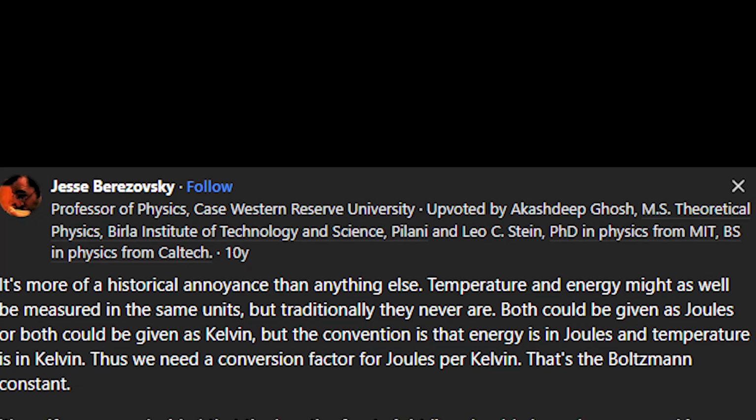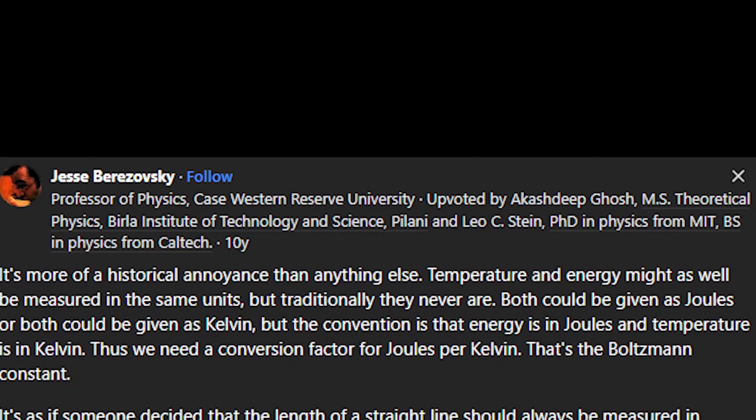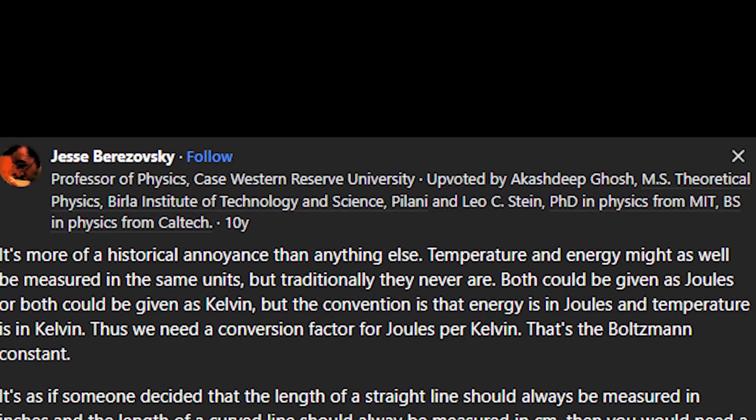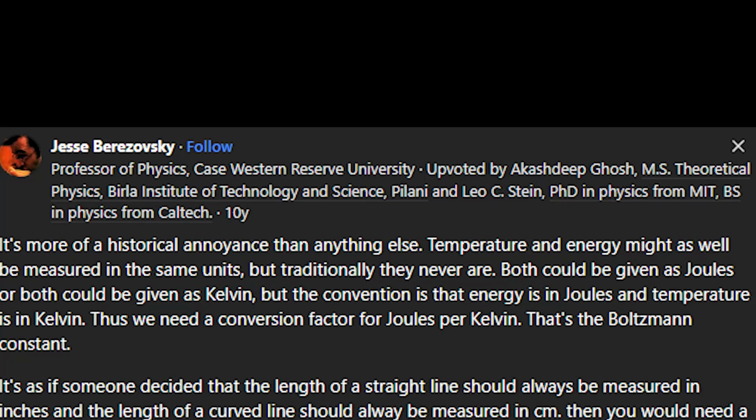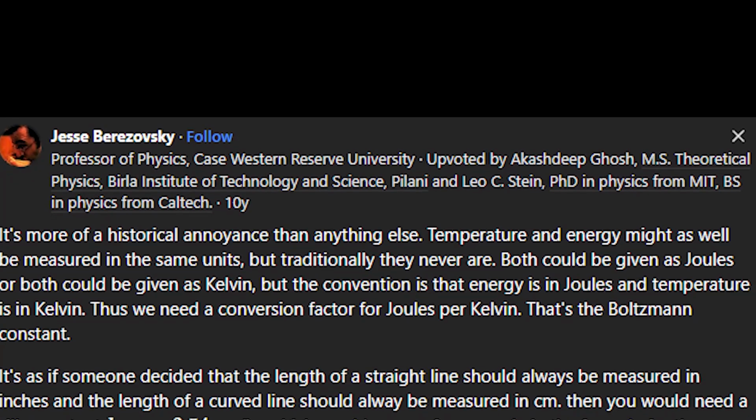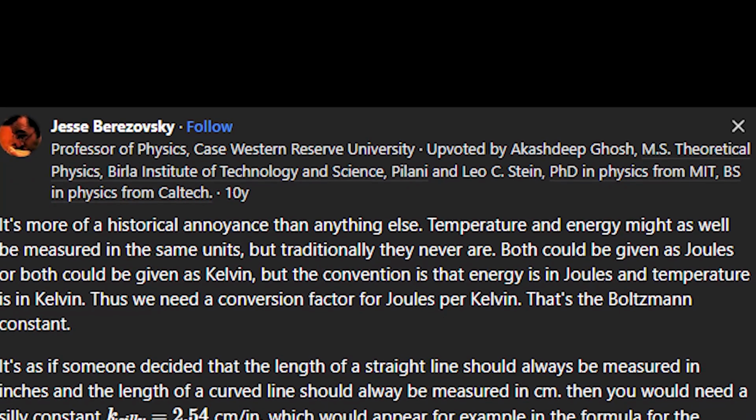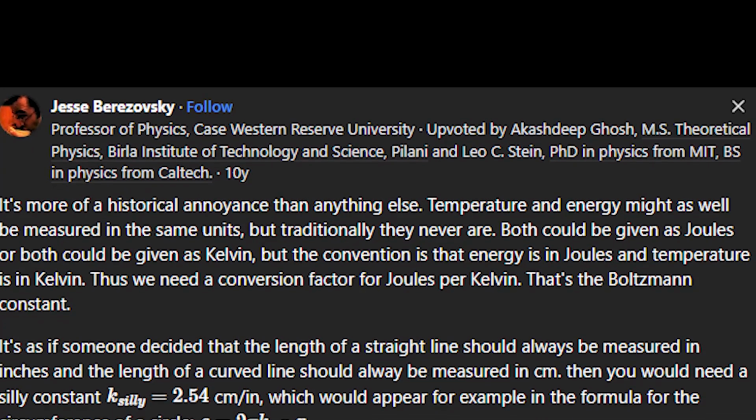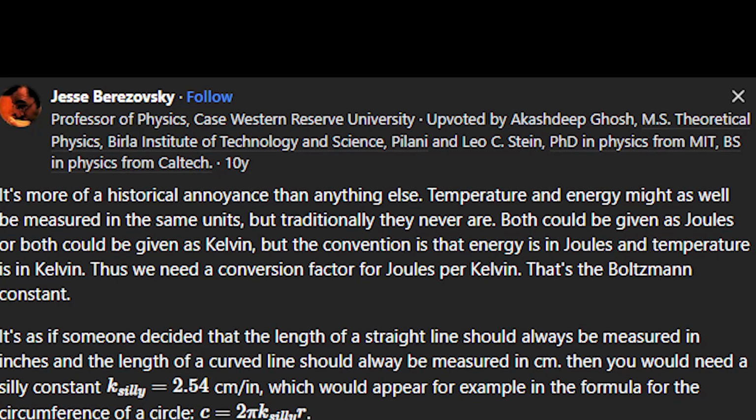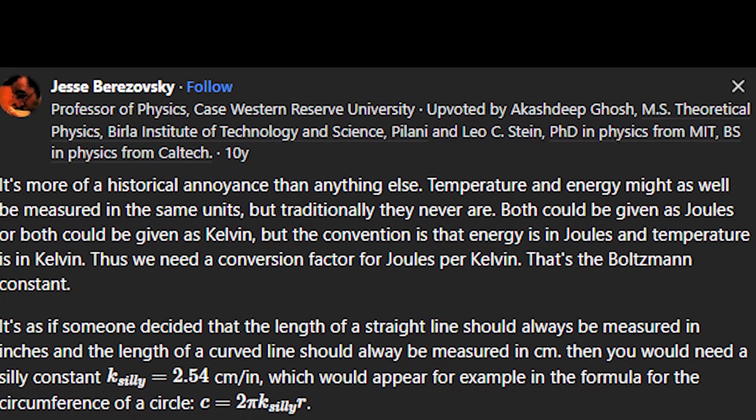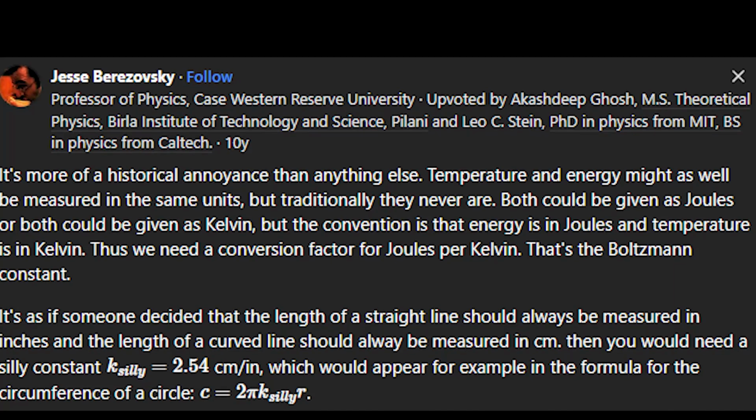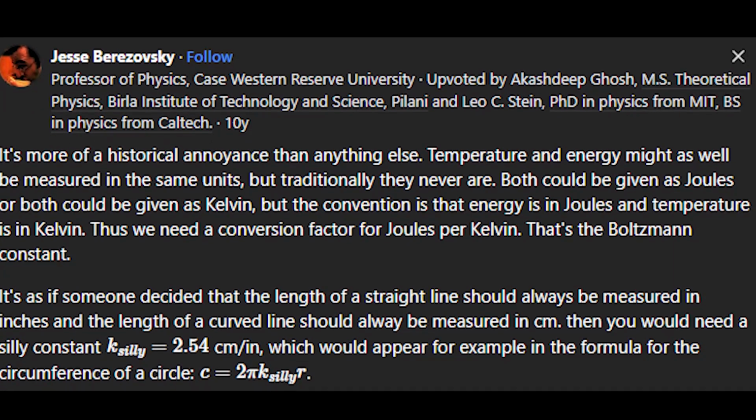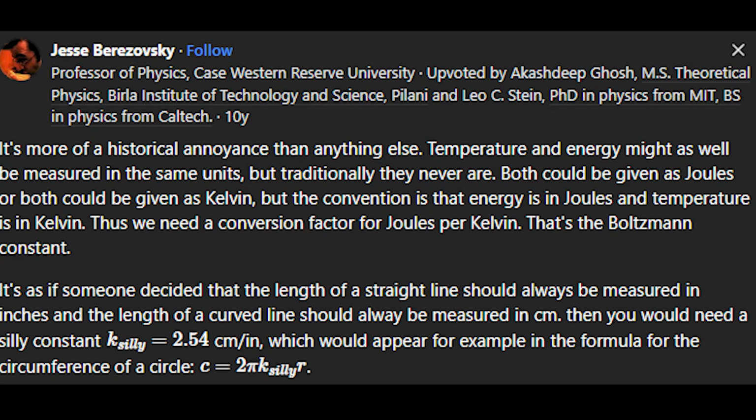Temperature and energy might as well be measured in the same units, but traditionally they never are. Both could be given as joules, or both could be given as Kelvin, but the convention is that energy is in joules and temperature is in Kelvin. Thus, we need a conversion factor for joules per Kelvin. That's the Boltzmann constant. It's as if someone decided that the length of a straight line should always be measured in inches, and the length of a curved line should always be measured in centimeters. Then you would need a silly constant, something like 2.54 centimeters per inch, which would appear, for example, in the formula of the circumference of the circle.